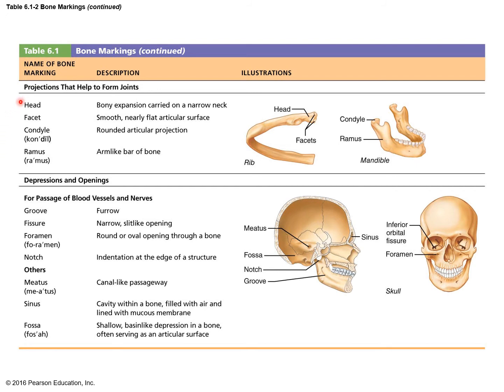A head, a facet. Oftentimes these are helping to form joints, so it's how they connect together to form a joint. And then the depressions and openings. The foramen magnum is the opening at the base of the skull that allows the spinal cord to come up and connect directly to the brain. You do have foramens in several of your facial bones that allow blood vessels to move from the external surface internally, etc.